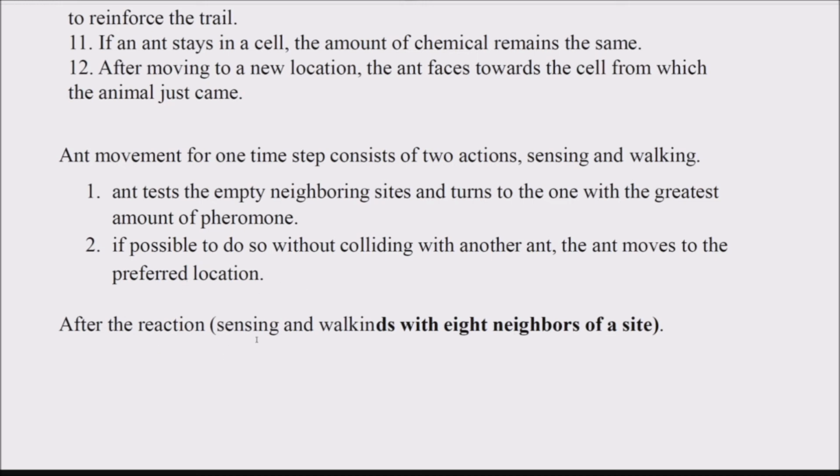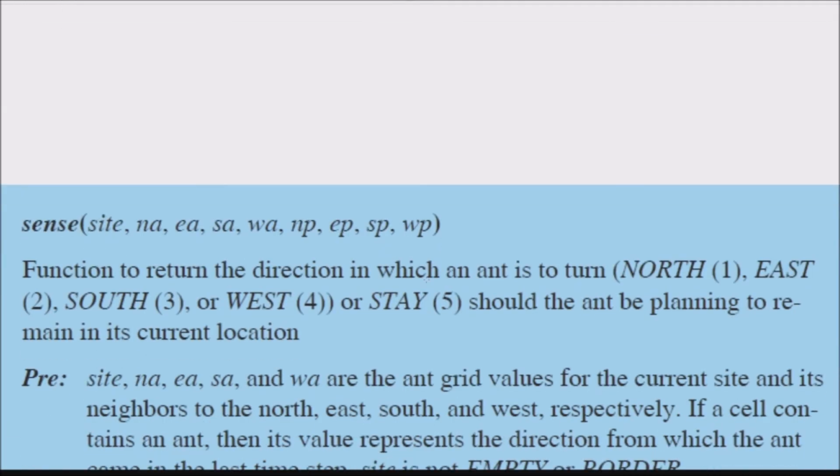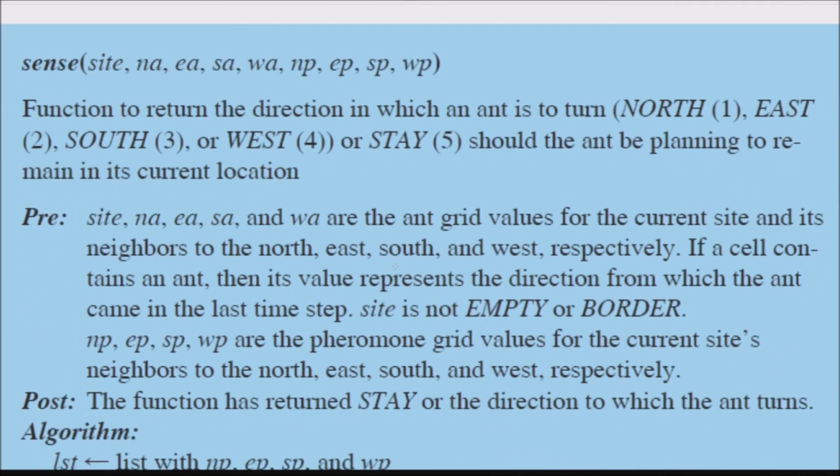After the reaction, sensing, walking, with 8 neighbors of a site. So what are 8 neighbors? And what is the neighborhood style for 8 neighbors? We talked about that in fire, and we talked about that in diffusion. If it is 8, it's the Moore neighborhood. If it is 4, it is the von Neumann neighborhood, right?